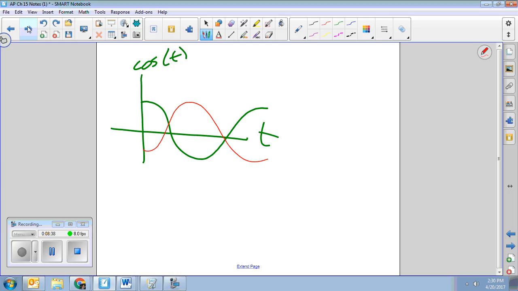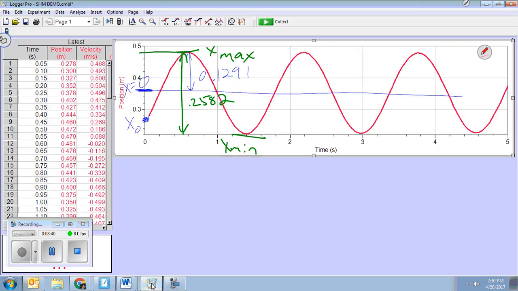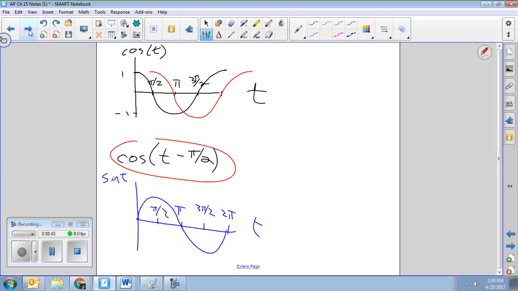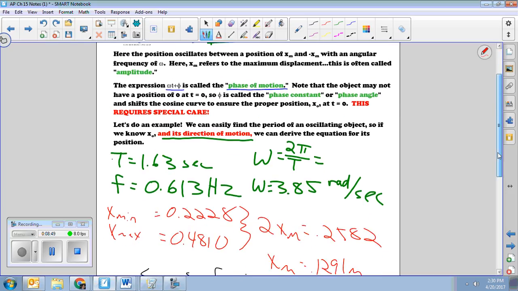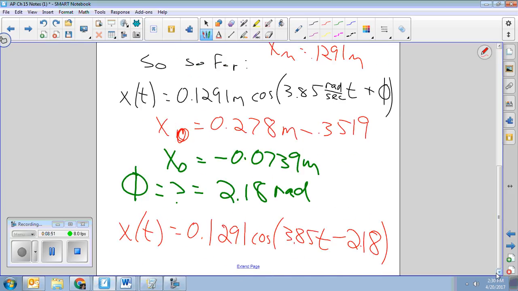So, hooray! We just came up with an expression for our position at time t. So here's our expression for position at time t. We should check it. You guys all have graphing calculators, right? Let's graph it and see what we get.